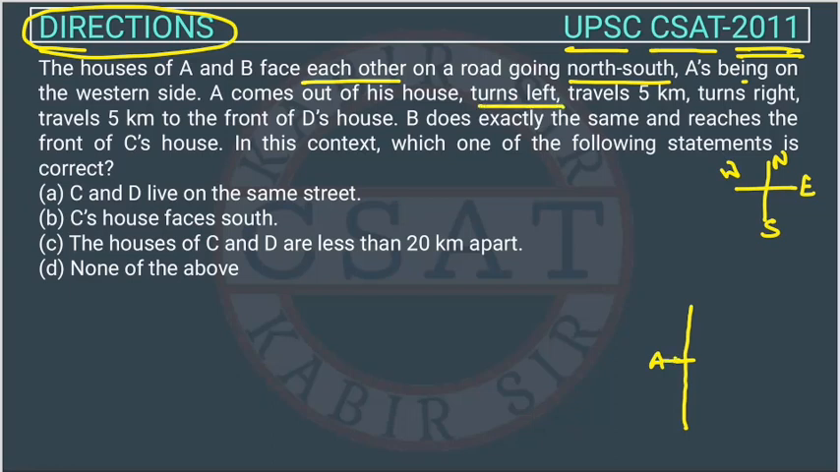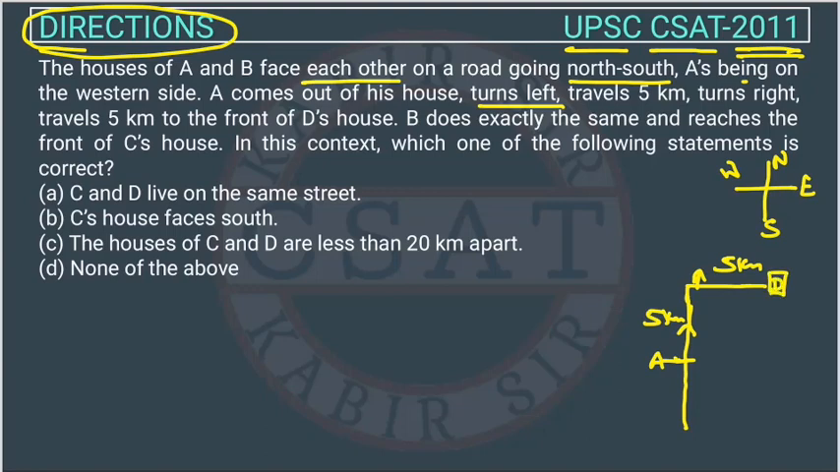He turns left, so he is facing this side, so if he takes a left turn it means he is going this side. He travels 5 kilometers, and then turns right, so he will go this side. Turn right, travel 5 km, and again travel 5 km to the front of D's house. So here is D's house, this is the front of D's house.